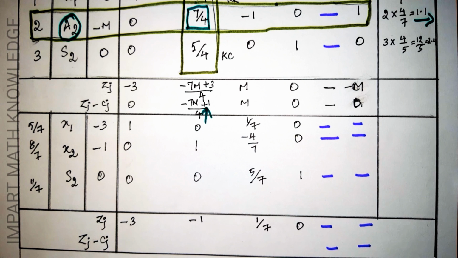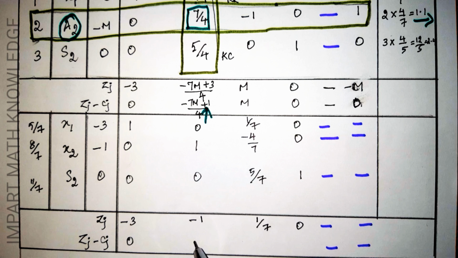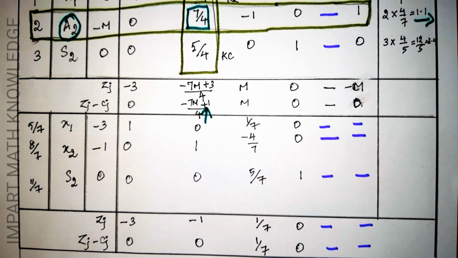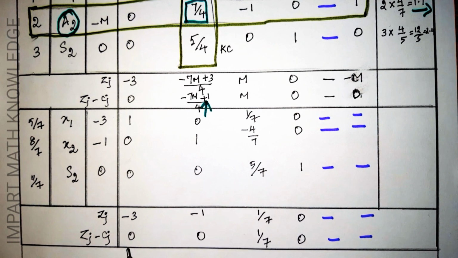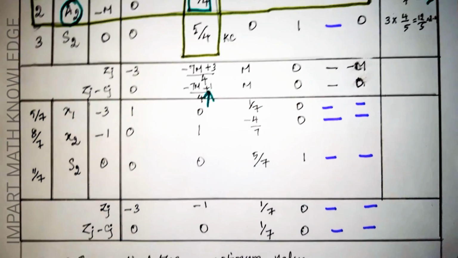Zj minus Cj is minus 3 minus of minus 3 is 0. Minus 1 minus of minus 1 is 0. 1 by 7 minus 0 is 1 by 7. 0 minus 0 is 0. So here all the values are positive. So the current solution is optimal.